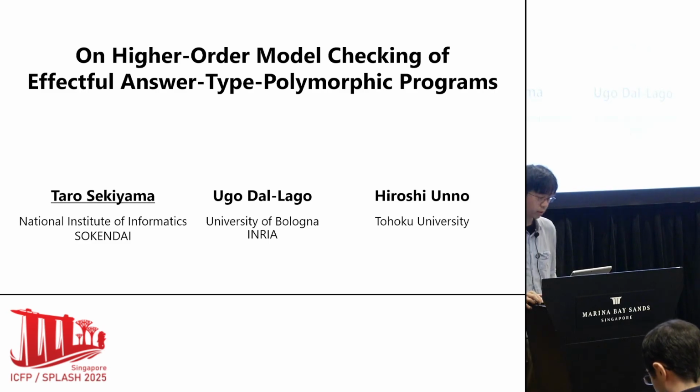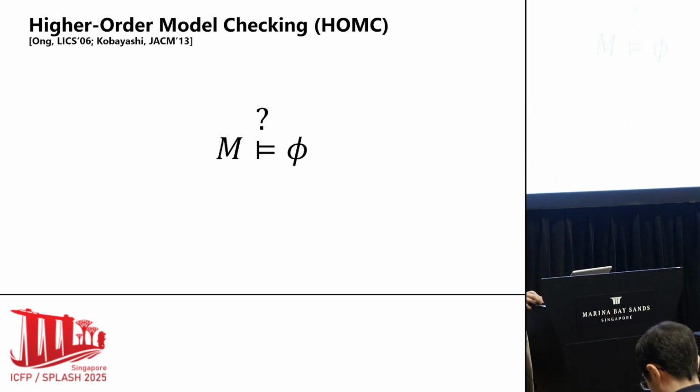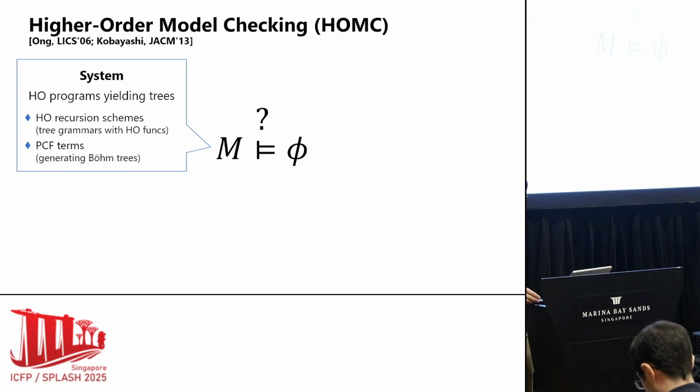Okay, so thanks. Today I want to talk about some extensions of higher order model checking to effect handlers. First, let me explain higher order model checking, which is an extension of model checking to higher order programs. In this framework, a system is described as some higher order program yielding trees, like higher order recursion schemes and PCF terms.